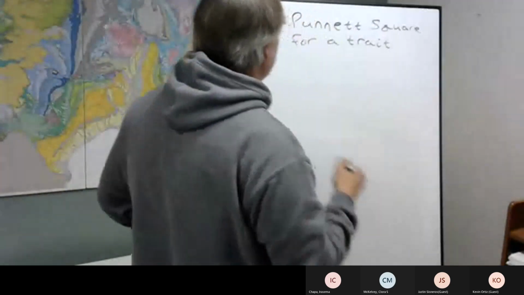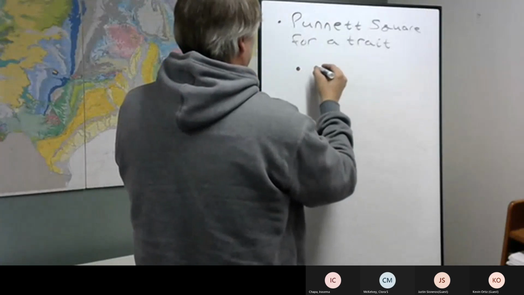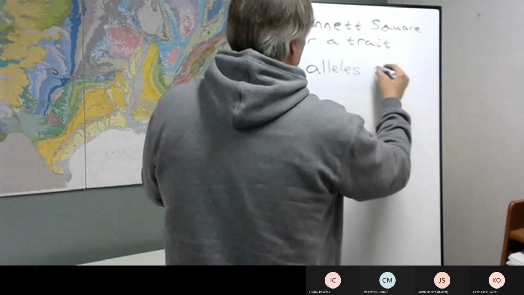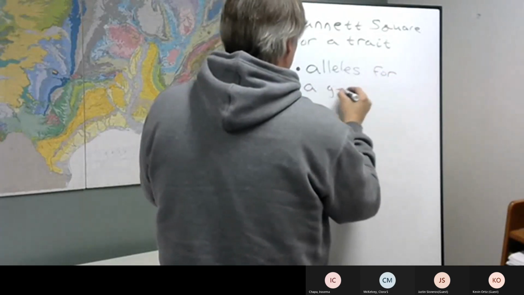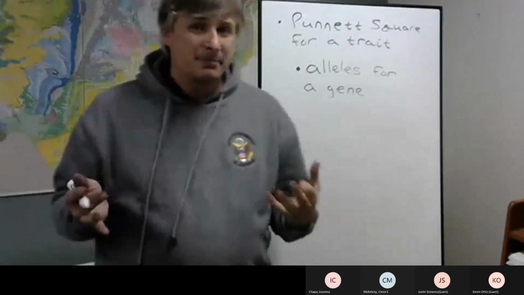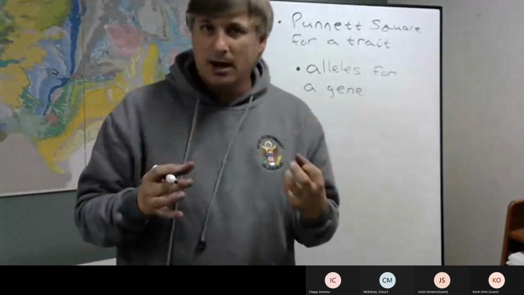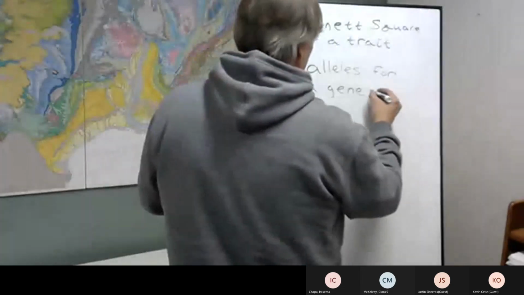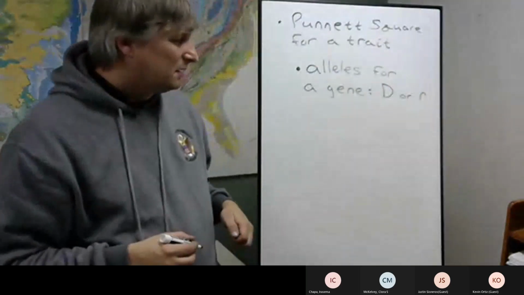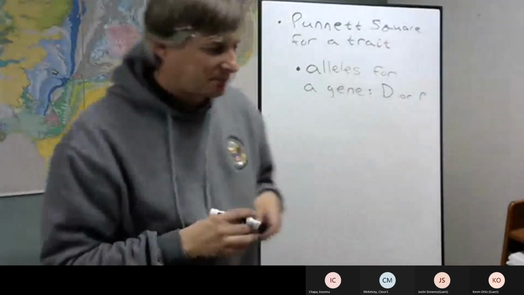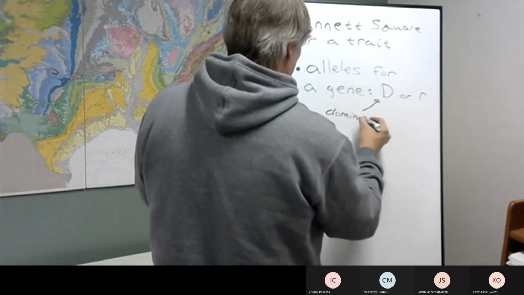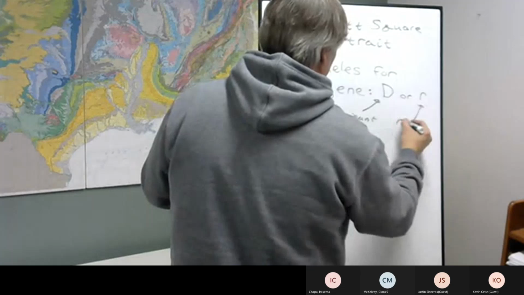Let's say we have some alleles. We have alleles for a gene. And that means we have copies of the same gene. Let's say it's just two copies, that's it. You can have a dominant or a recessive version, and we'll get into some details here. So this will be dominant. This will be recessive.